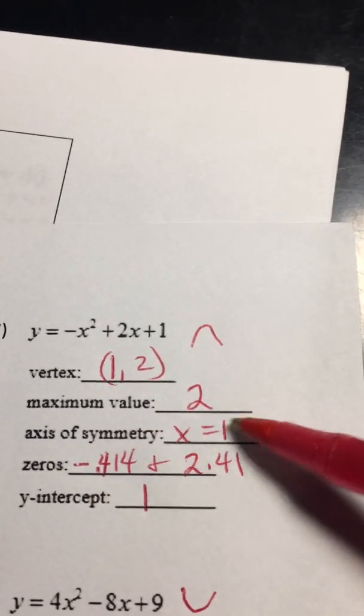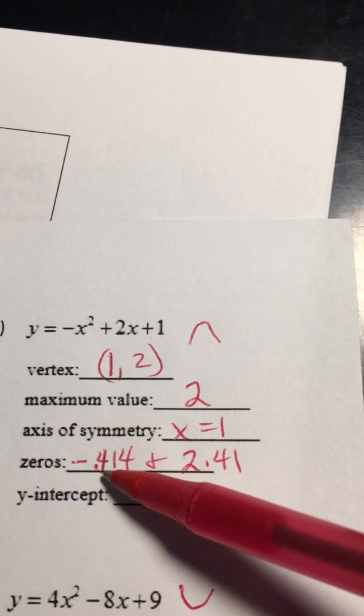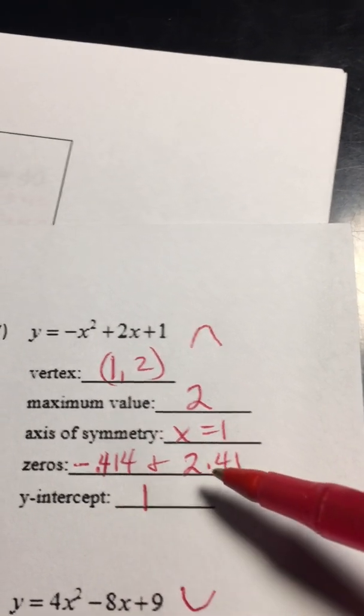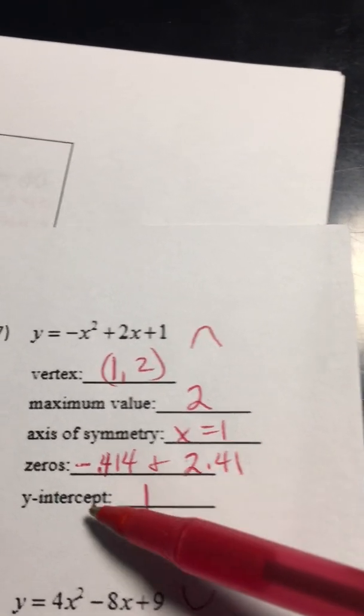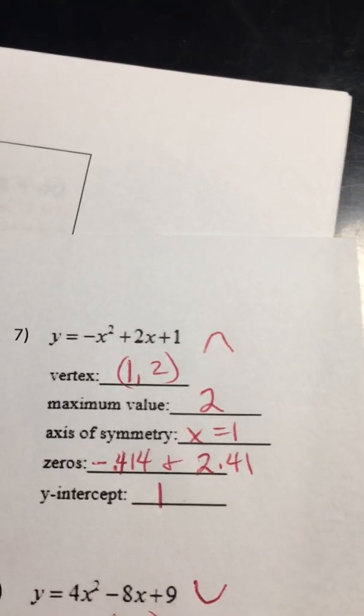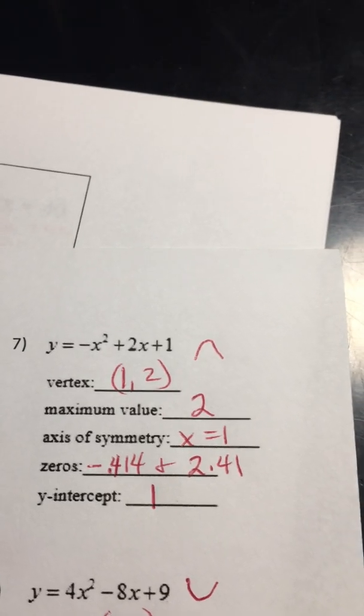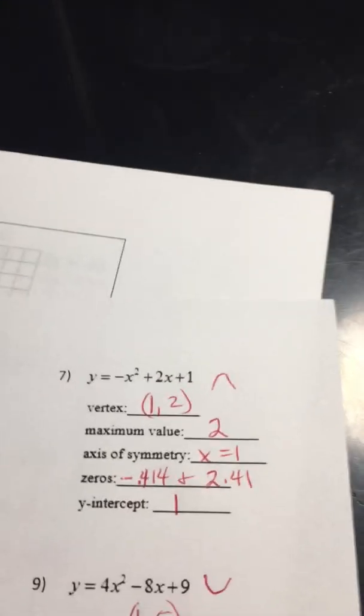The axis of symmetry is x equals the x number 1. That goes right down the middle of the parabola. The zeros were at negative 0.414 and at positive 2.41. And of course the y-intercept is this positive 1 on the end. Whether you graphed it or looked at the equation to find that, either way worked just fine. So pause the video and go do number 8 and 9. Same thing, put the equation in the calculator and go trace around it and find those attributes.